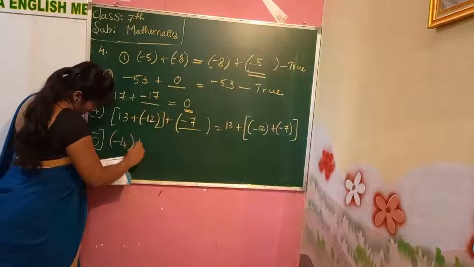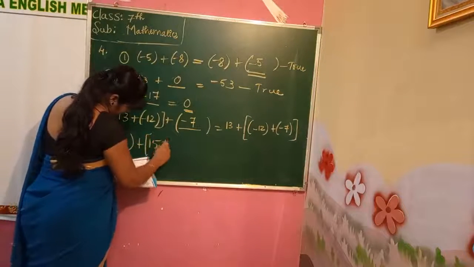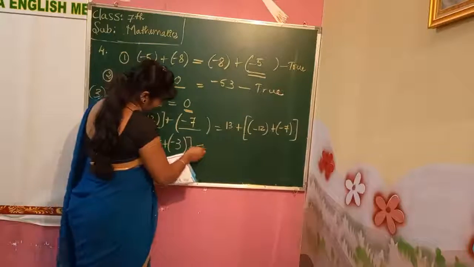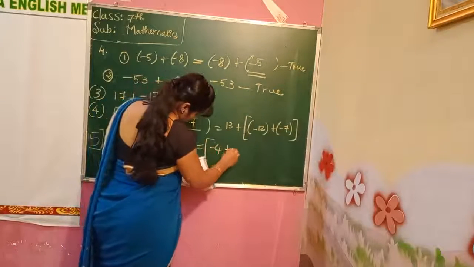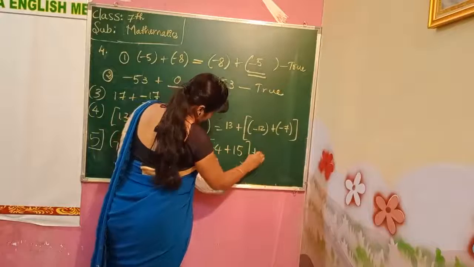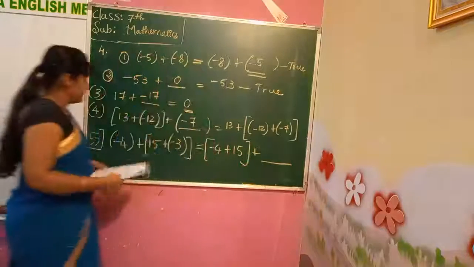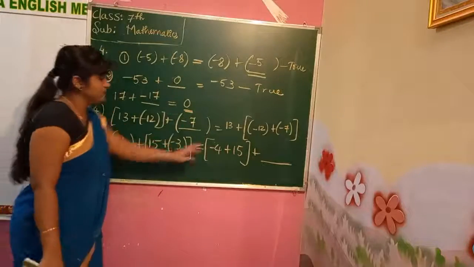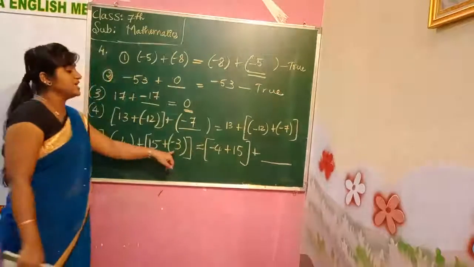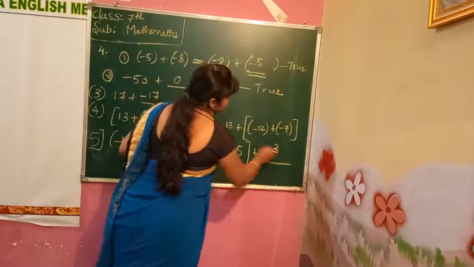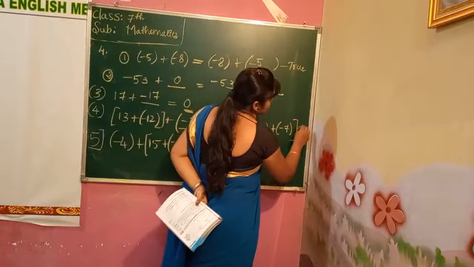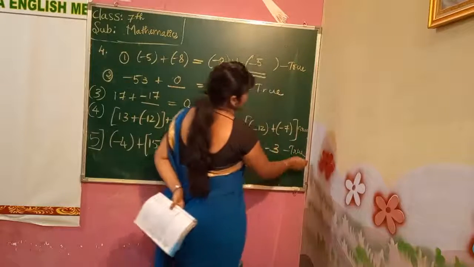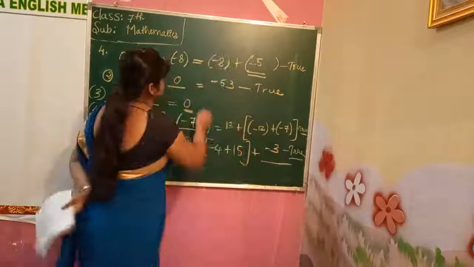Next one. -4 plus 15 plus -3 is equal to -4 plus 15 plus blank. See here, this is also associative property. -4 is there, 15 is there. Which number is missing? -3 is missing. So this statement also true. Write it correctly. The statement is true.